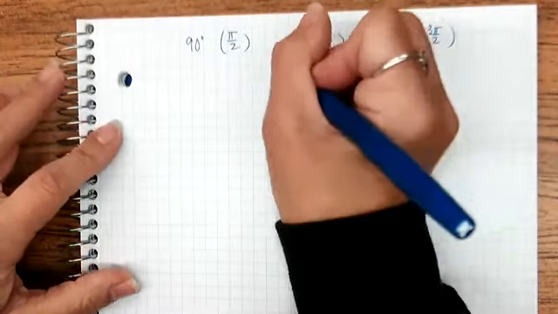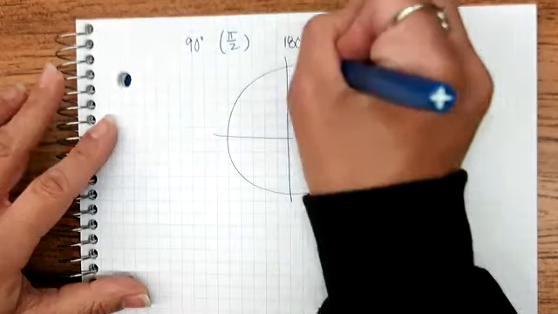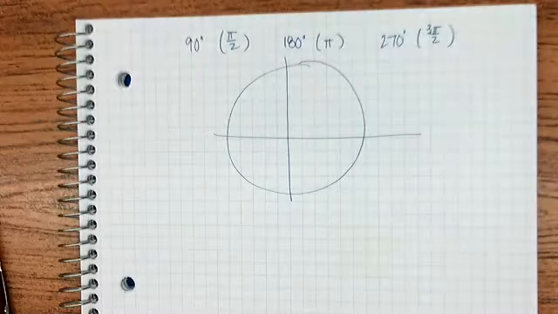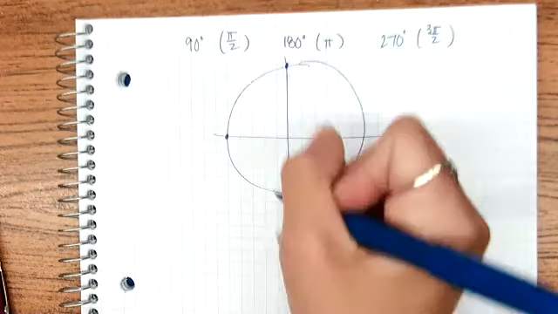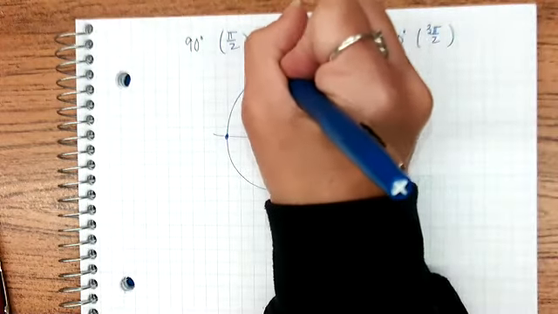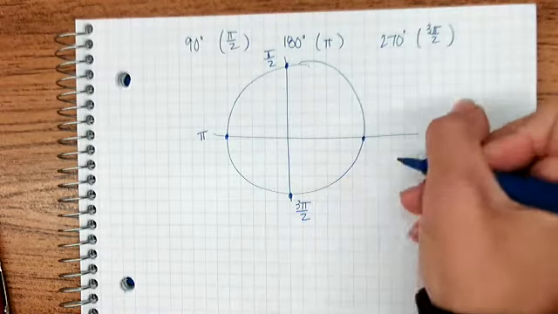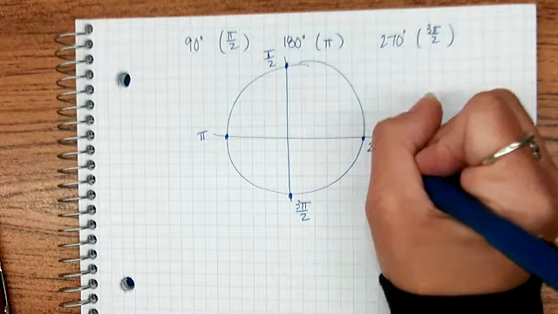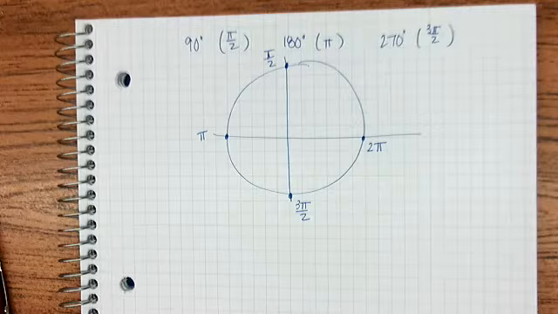I'm going to draw, I wish I could draw better. Okay. So pi over 2, 90 degrees, pi, 3 pi over 2, and then 2 pi. And you go around and around. The radius of the unit circle is 1.